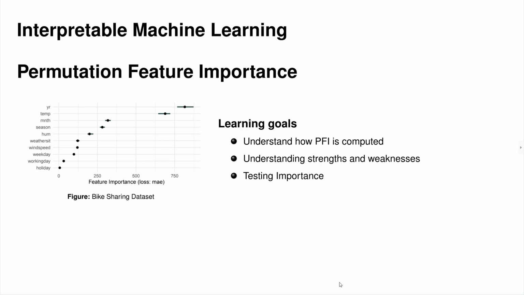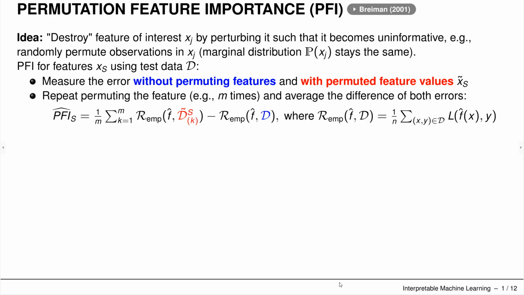This lecture is about permutation feature importance. Here we want to understand how permutation feature importance, or PFI, is computed, understand its strengths and weaknesses, and also talk about statistical testing of importance values. So what is permutation feature importance?